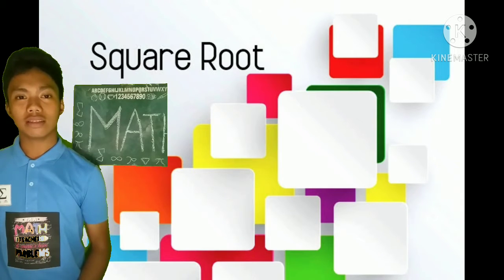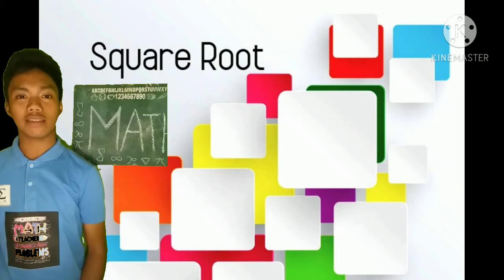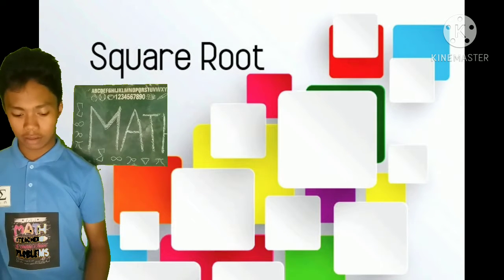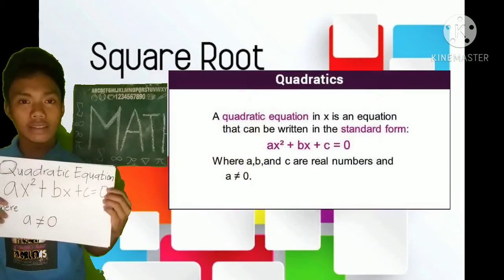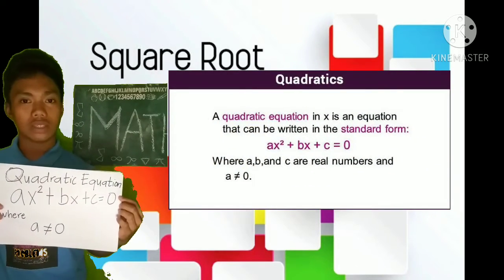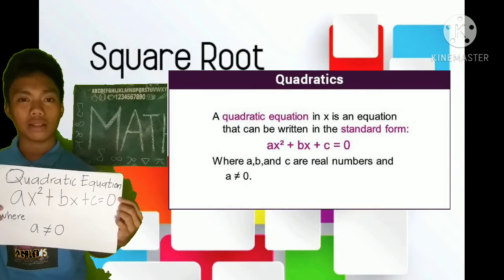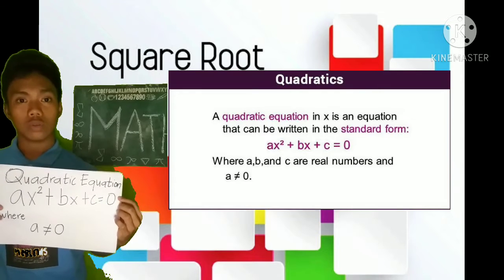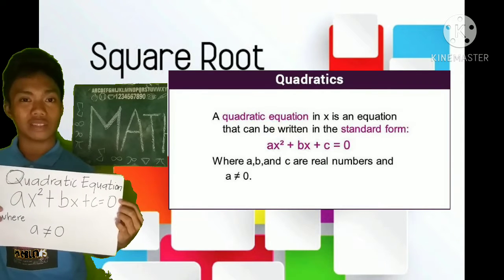In defining this topic, we need to first identify the terms included. The first term is quadratic equation. A quadratic equation is a polynomial of degree 2, which is written in standard form ax squared plus bx plus c is equal to 0.